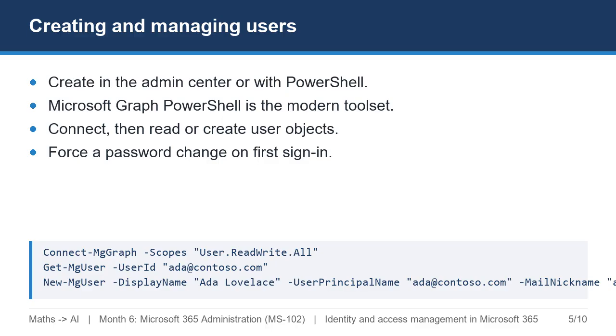You can create users by clicking through the Admin Center, or with Microsoft Graph PowerShell, which is the modern toolset. First, you run Connect-MgGraph with the scopes you need. Then Get-MgUser reads an account, and New-MgUser creates one. Notice we set the account enabled and, in practice, force a password change on first sign-in, so the temporary password can't be reused.